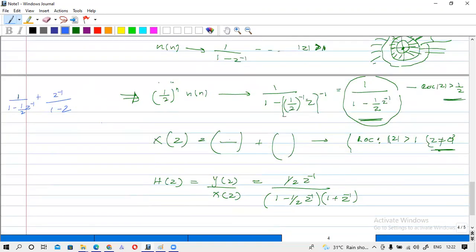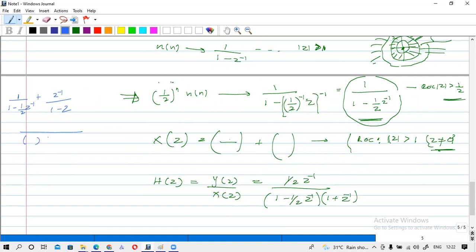So you have to solve this one. You have to get the common denominator. Common denominator, so here it will go to the upside. Here you will have 1 by half z minus 1 and 1 minus z. This is the denominator. As the denominator, you will get 1 minus half.